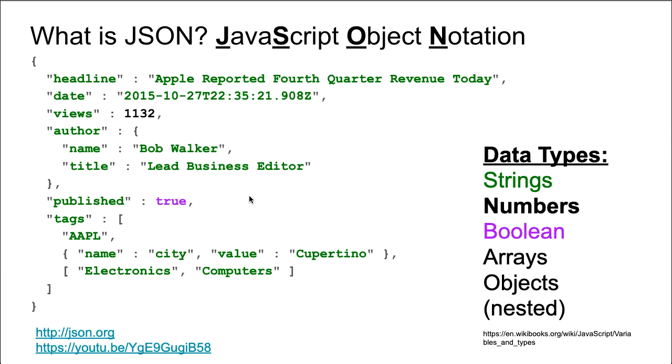There's some information here at the bottom, json.org, and a link to some more information if you want to learn more about the data types in MongoDB.